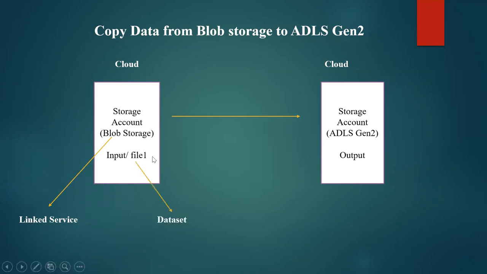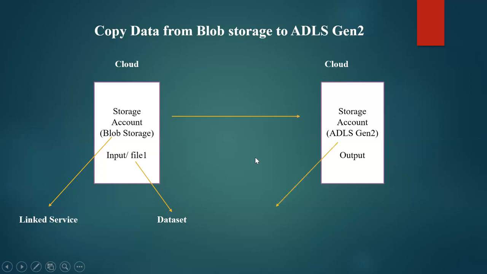After creating a linked service, then we'll create a dataset. This dataset helps us to pick the exact file, where the file is located. So to create a connection to the source or destination, we require a linked service. Once you create a connection with the help of the linked service, we can have access to all the files or folders available in the storage account. That is the reason we create a dataset.